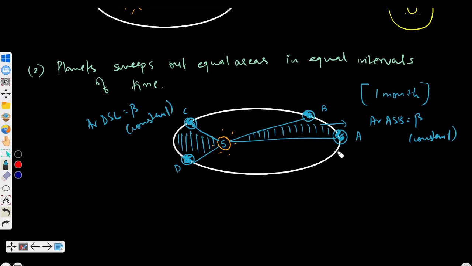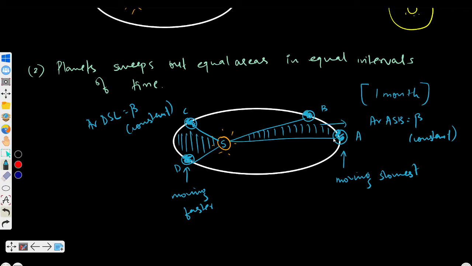Also, from this law, you can understand that when the planet is at the far end, the planet is moving the slowest, and when the planet is at the near point, it is moving at a faster rate. Now, to understand why the velocity or the speed of the planet is different at different positions, we'll understand this when we talk about Newton's universal law of gravitation.